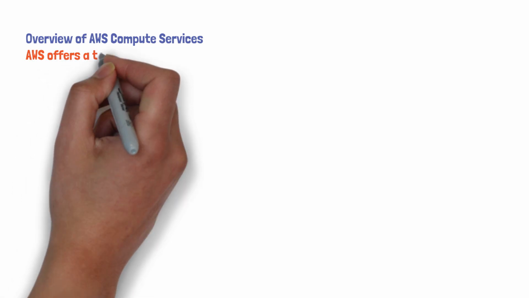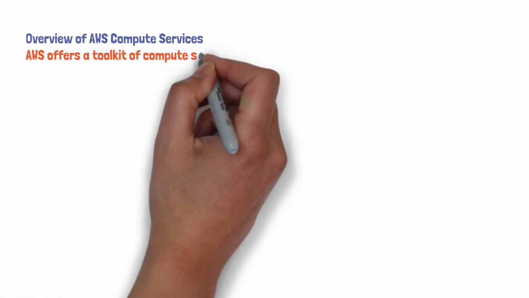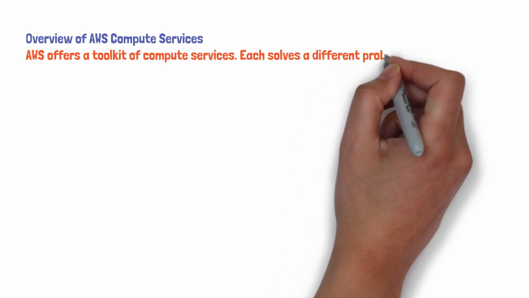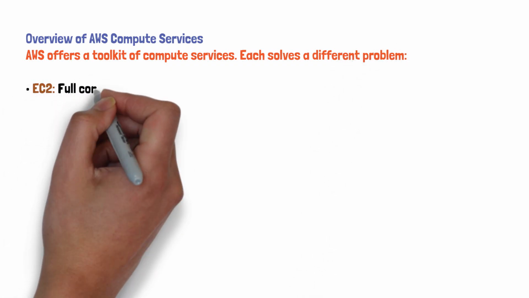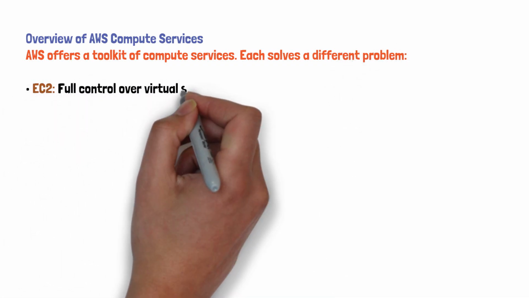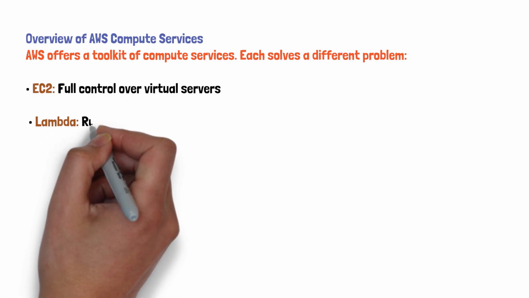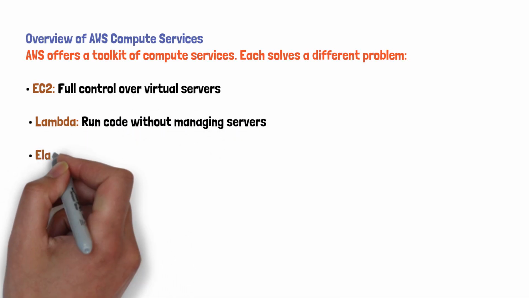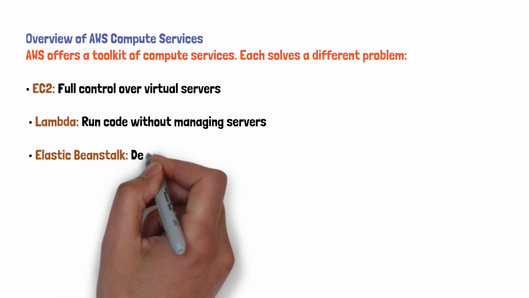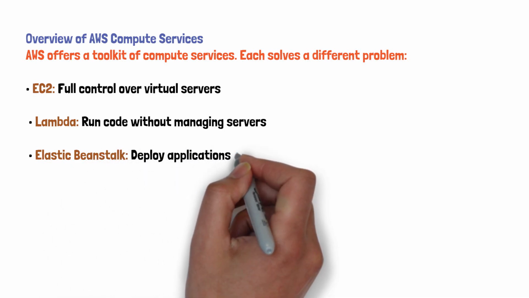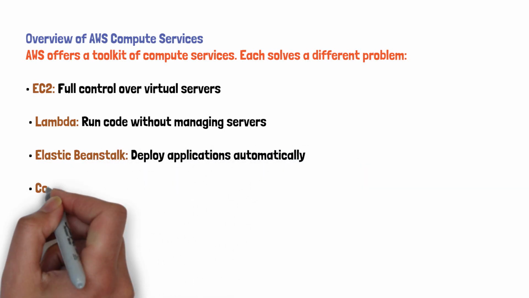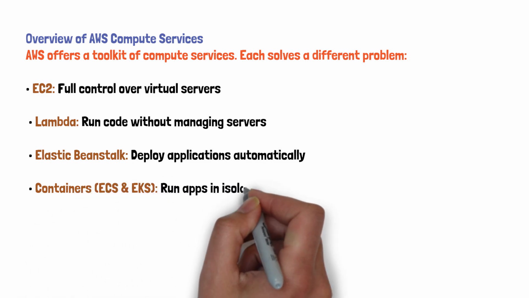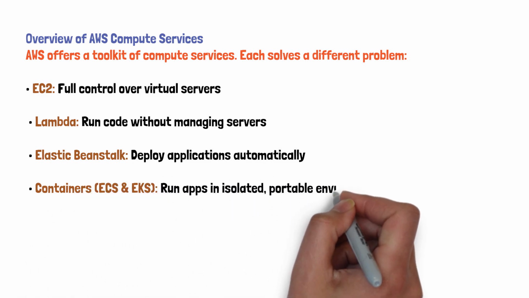Overview of AWS Compute Services. AWS offers a toolkit of compute services. Each solves a different problem. EC2, full control over virtual servers. Lambda, run code without managing servers. Elastic Beanstalk, deploy applications automatically. Containers, ECS and EKS, run apps in isolated, portable environments.